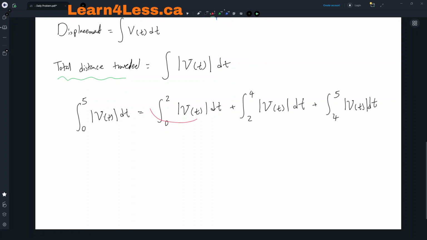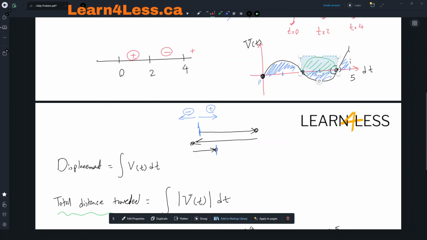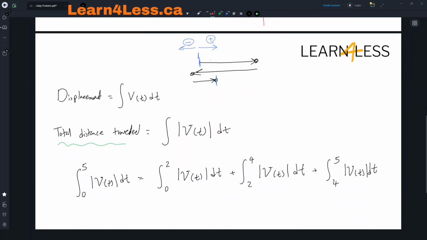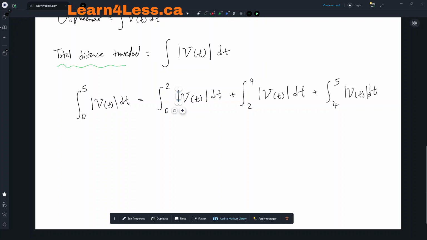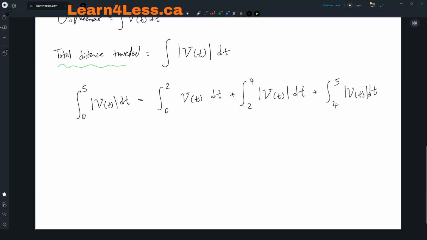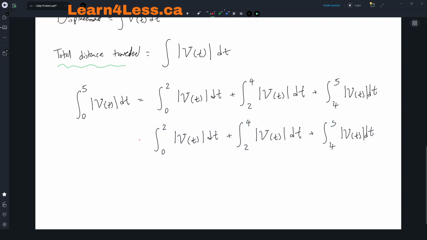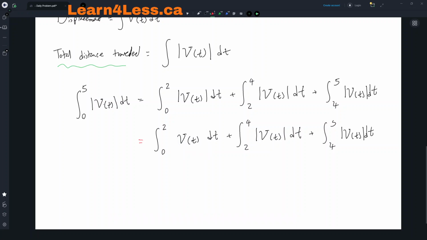So in the first interval, from 0 to 2, if we take a look at the function, it is already positive. So absolute value doesn't do anything, and we can simply get rid of these absolute values. Let me copy paste that to refer to it. Here, absolute value basically doesn't do anything, so we can get rid of that. What happens from 2 to 4?